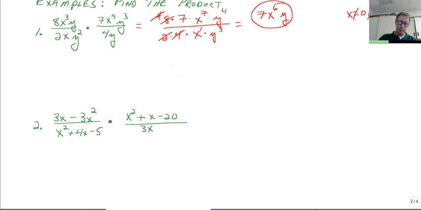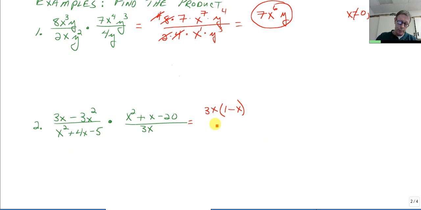Next problem, so let's go ahead and multiply these. And what I'm going to do before I multiply them is I'm going to factor them. Actually, I'm going to factor them kind of as I multiply them. So I'm going to factor a 3x out. And that would leave me with x minus, actually that leaves me with 1 minus x.